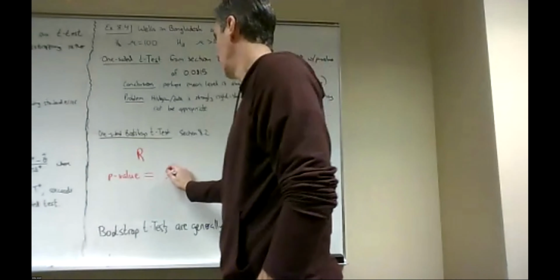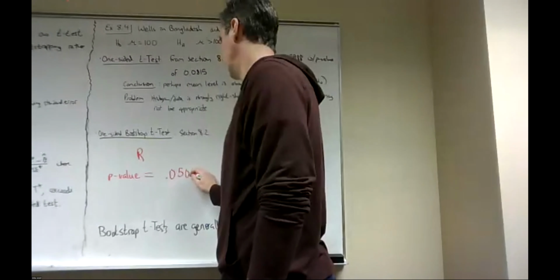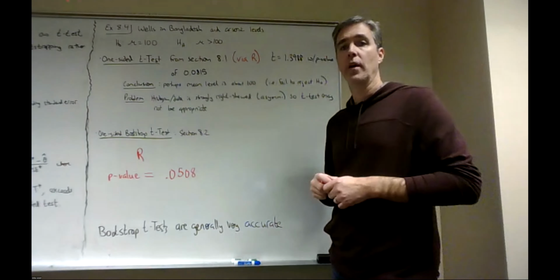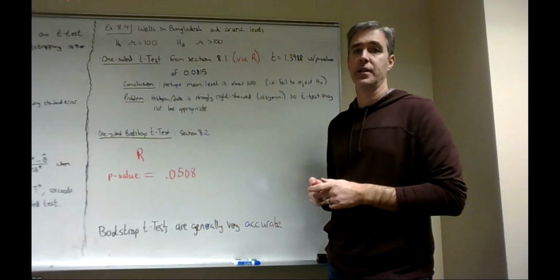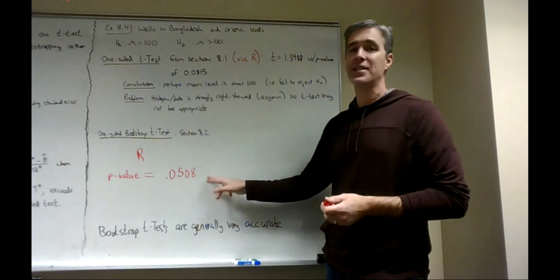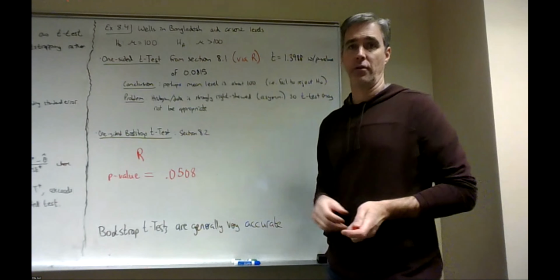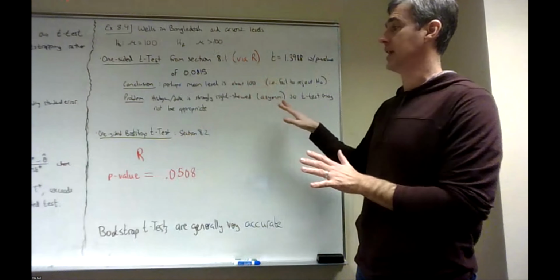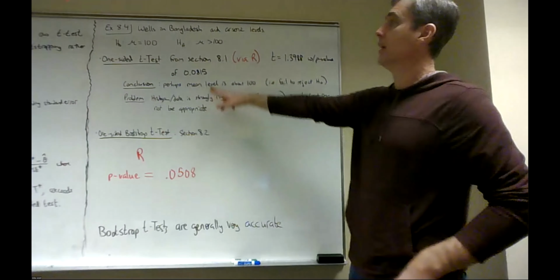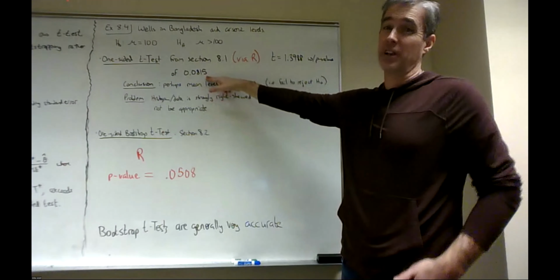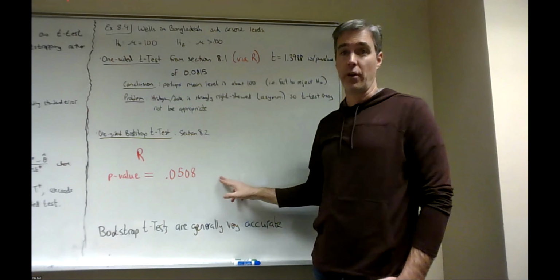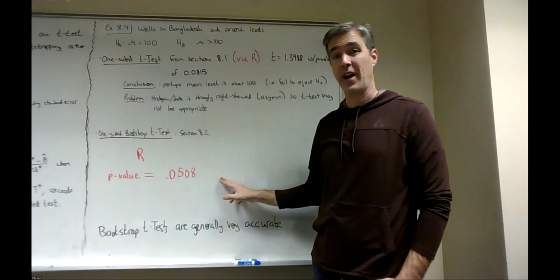0.0508. So this bootstrap t-test gives me a p-value basically right on that borderline. Now the original, just the one-sided t-test, gave me a p-value of 0.08, so that was pretty likely to reject the null. Here, I'm really torn on whether I should reject the null hypothesis or not.